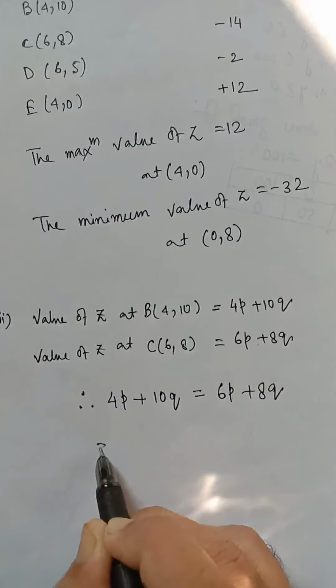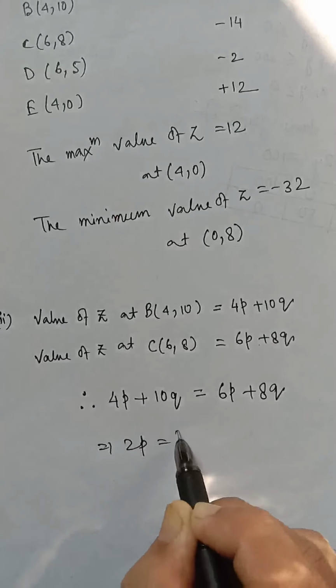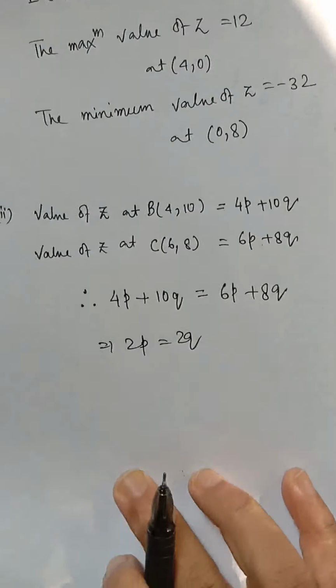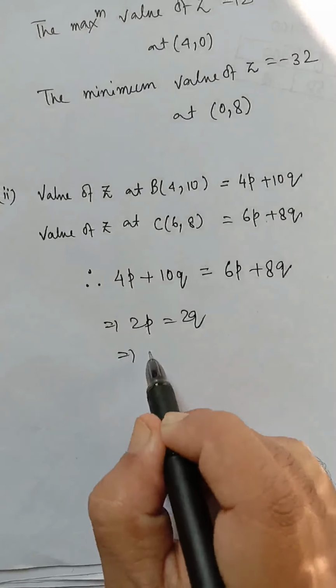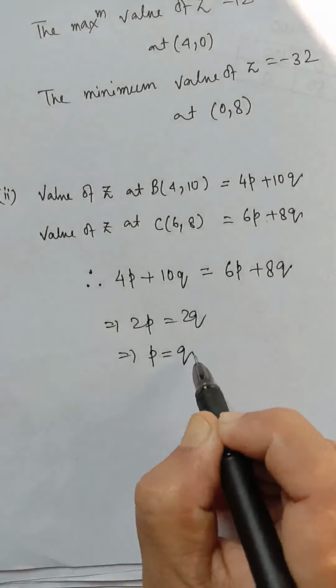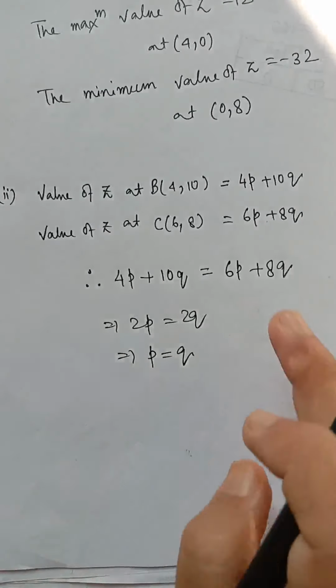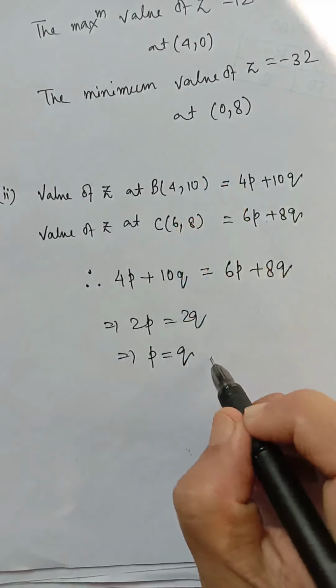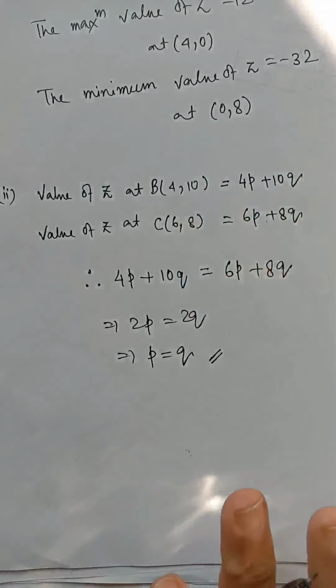So ultimately what we get, 2p equal to 2q, and so p equal to q. So this is the condition for which the values of z will be maximum at these 2 points, p equal to q. Okay, this is the first part.